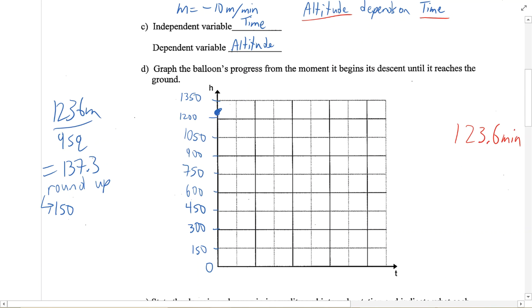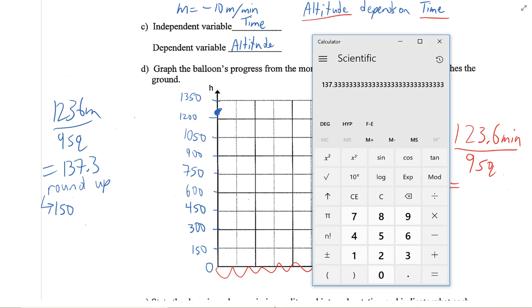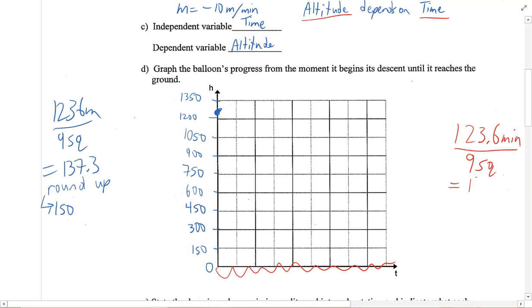minutes. And if we count our squares, 1, 2, 3, 4, 5, 6, 7, 8, there's 9 squares as well. So what can we go up by then? So it'll be 123.6 divided by 9. We can go up by 13.7. So that's kind of a weird number. Again, round up. What do you think? Yeah, 15's easy to count by. So let's go up by 15's for time.